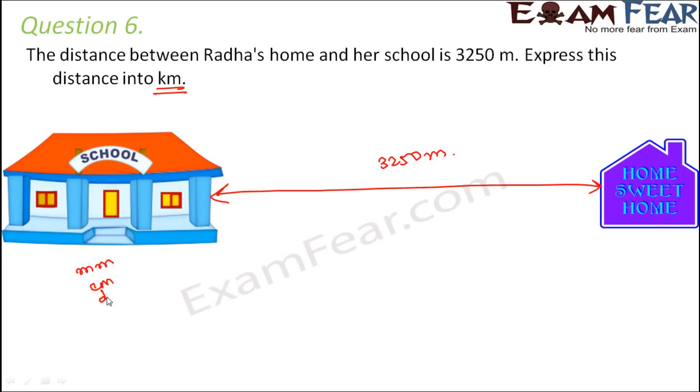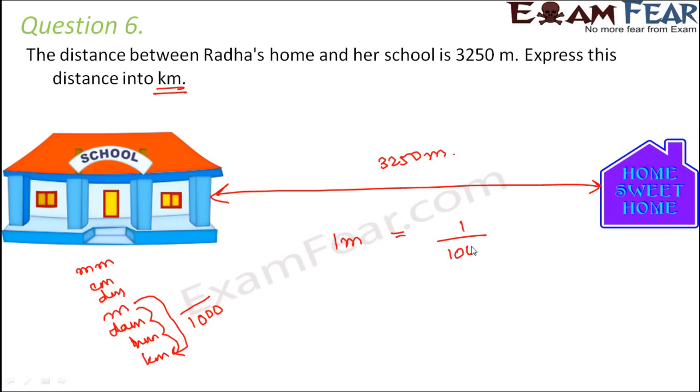So again, let's remember the same table: milli, centi, deci, meter, deca, hecto, kilo. We have to convert meter to kilometer. So we are coming from top to bottom, so we are going to divide. Divide by what? 1, 2, 3 steps. So we will divide by 1000.